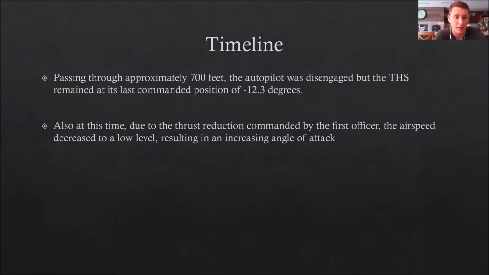Continuing the timeline, passing through 700 feet, the autopilot was disengaged again by the captain, but the horizontal stabilizer was at minus 12.3 degrees. So this made the aircraft pitch up. At the same time, the pilot tried to reduce the thrust to lose altitude, but this made the aircraft increase the angle of attack.